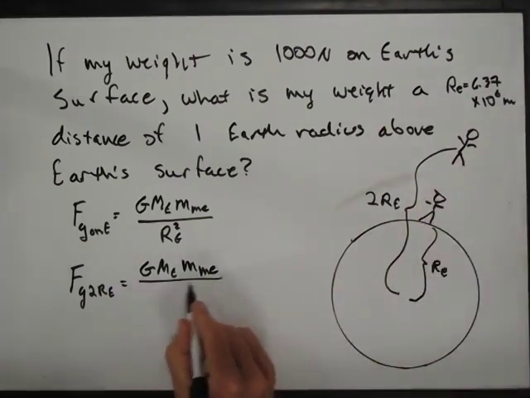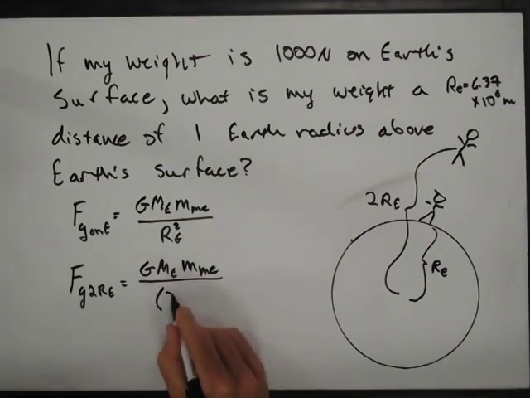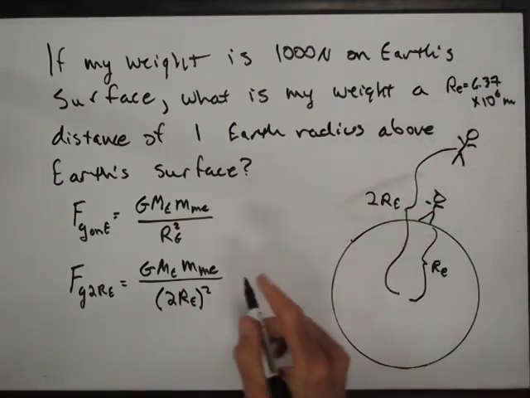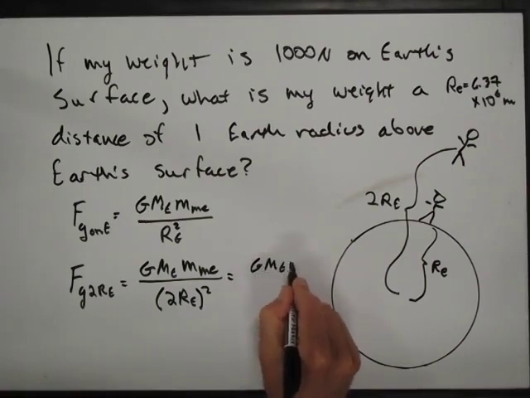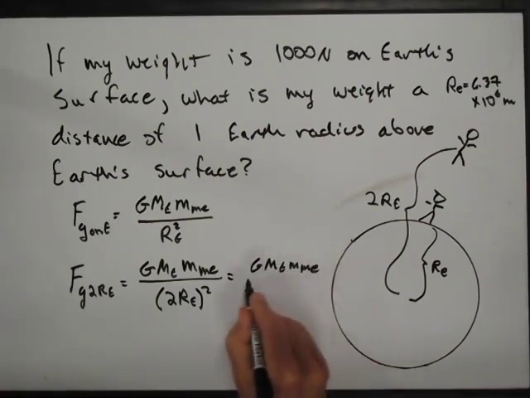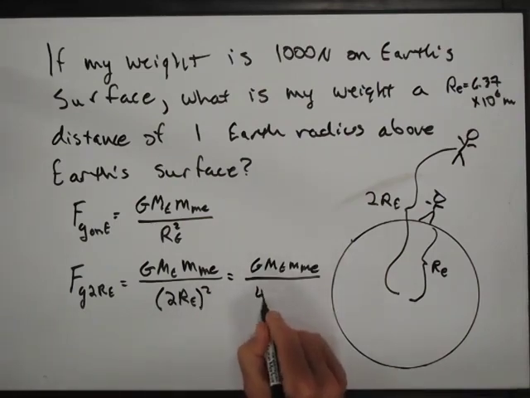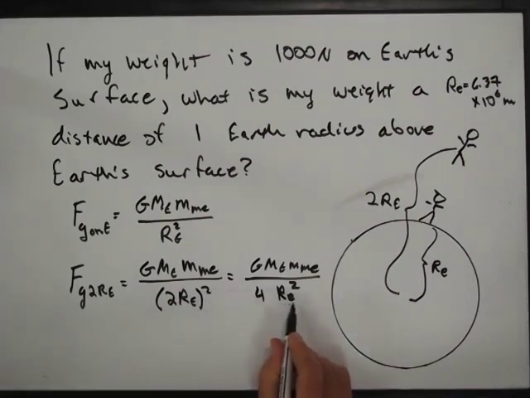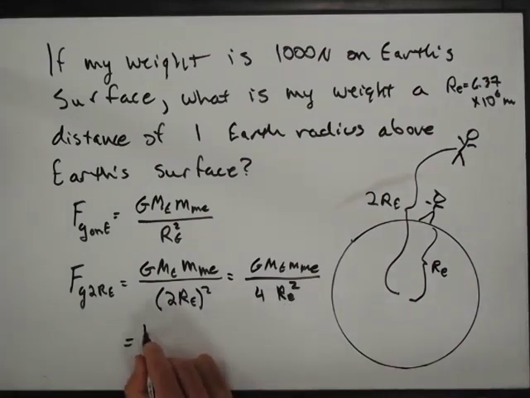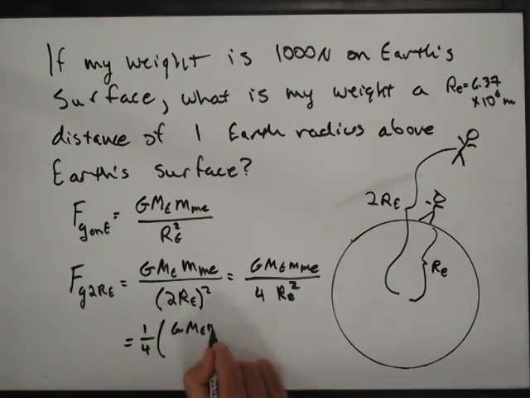and that doesn't change. Divided by, and so instead of having the radius of the Earth here, I have twice the radius of the Earth, because that's my distance now. And so if I square that out, I get G times the mass of the Earth times the mass of me over 4 times the radius of the Earth squared. It's 2 r_e times 2 r_e, which is 4 times r_e squared. That's equal to 1/4 times G times the mass of the Earth times the mass of me over the radius of the Earth squared.